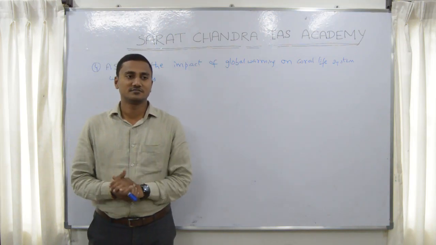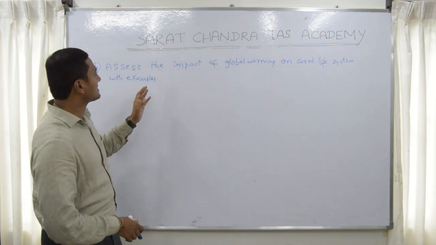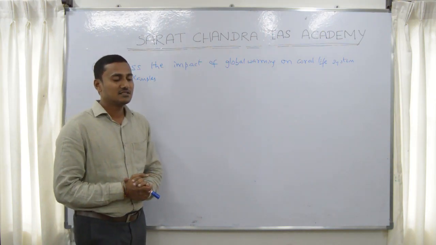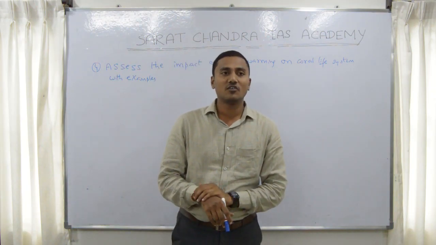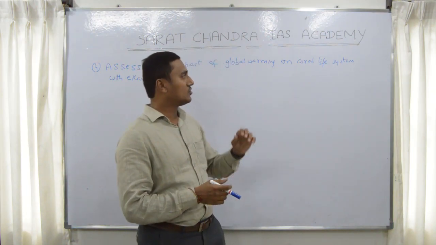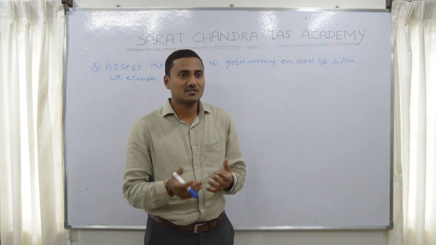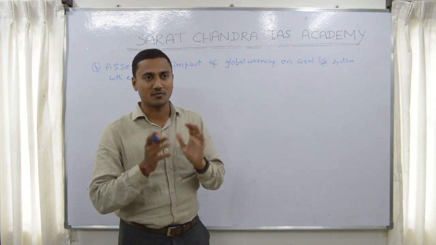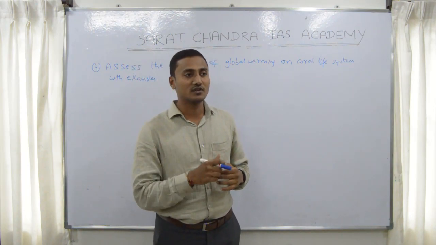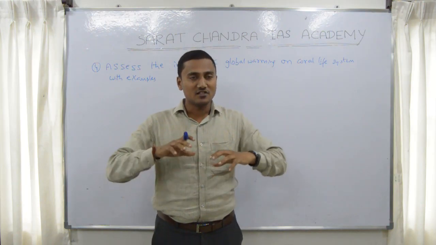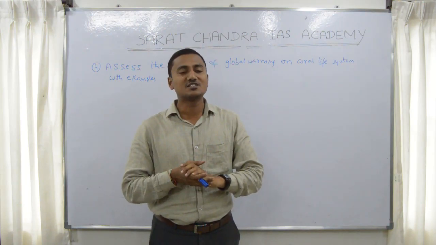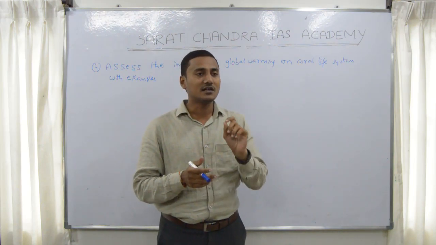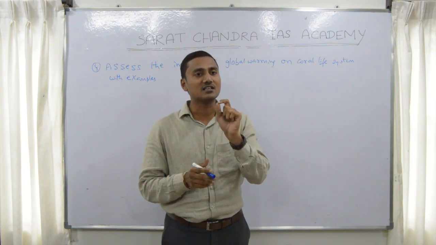The fourth question, if you see: assess the impacts of global warming on coral life system with examples. Generally the common tendency of most students is that when they look at a question, they will be excited. For example, they know about global warming, so they will start writing all the facts they know about it. Some people, geography students, will be excited when they see coral life system and write many points about it. But such people will not get any marks for this question. You should be careful. You should understand exactly what is asked in the question.